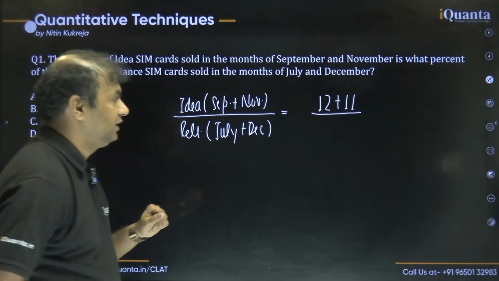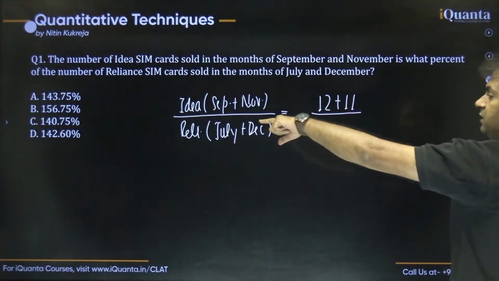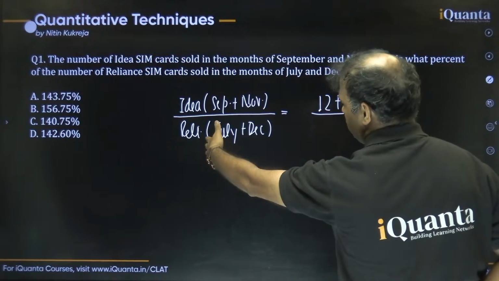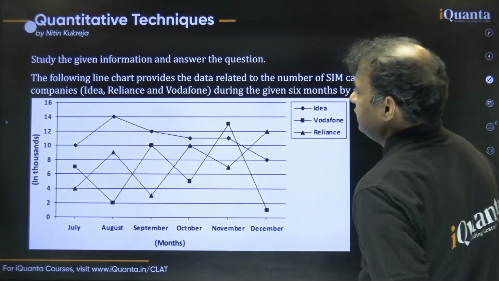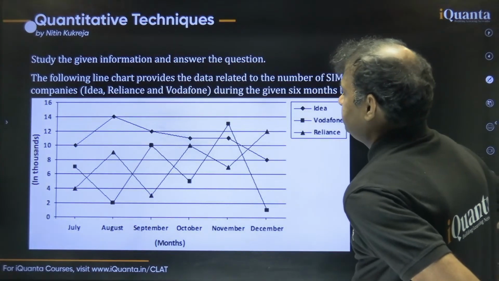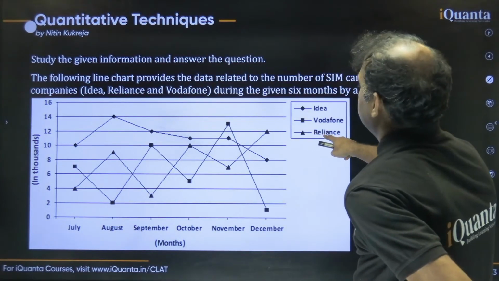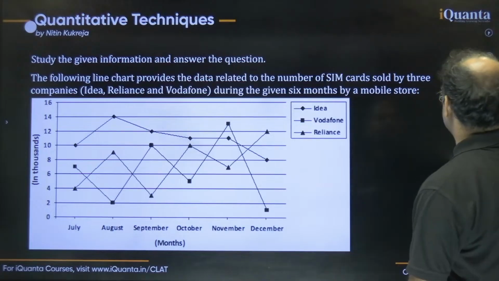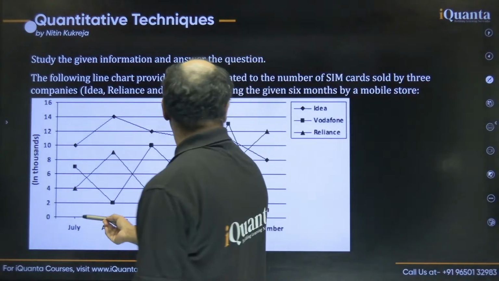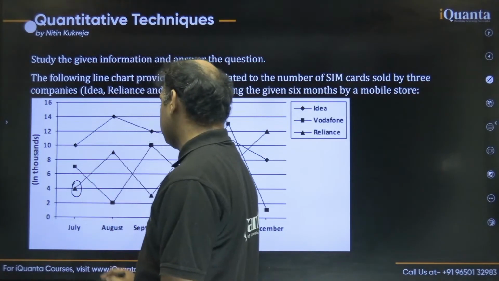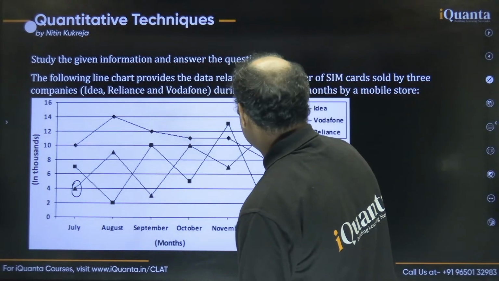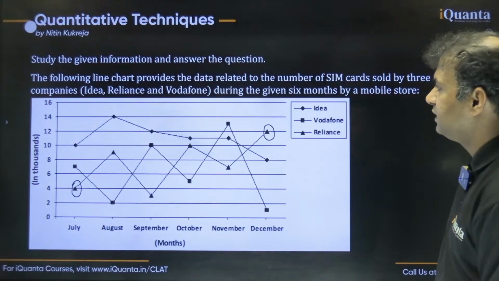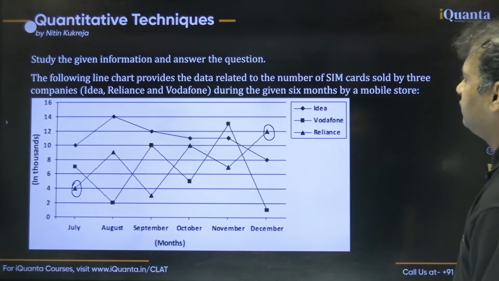Okay, let's go ahead. So, the second thing they're asking is the number of SIM cards sold of Reliance in July and December, right? First thing first, Reliance is the triangle, and they're asking for the months July and December. So July is here, Reliance is triangle, it gives you 4. And December is here, and it gives us 12. So 4 and 12, okay guys? It should be 4 and 12.